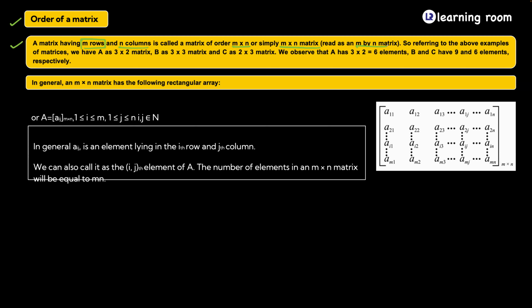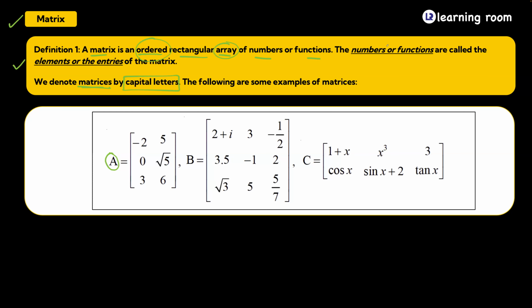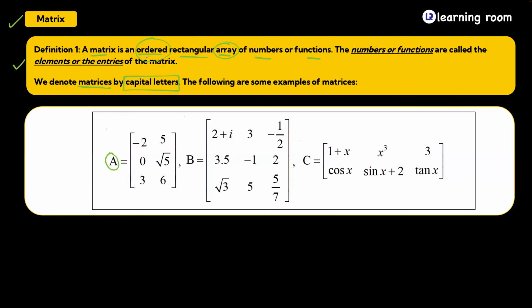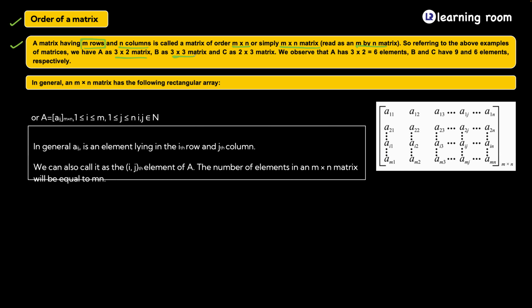If you take the previous examples into consideration, can you tell me what is the order of the first matrix? It has 3 rows and 2 columns. So it is going to be a 3 cross 2 matrix. What about the second one? It is a 3 cross 3 matrix, so it's a 3 by 3 matrix. Then what about C?